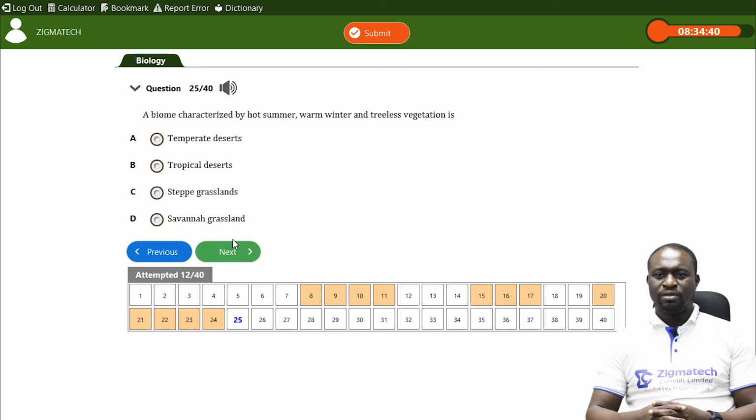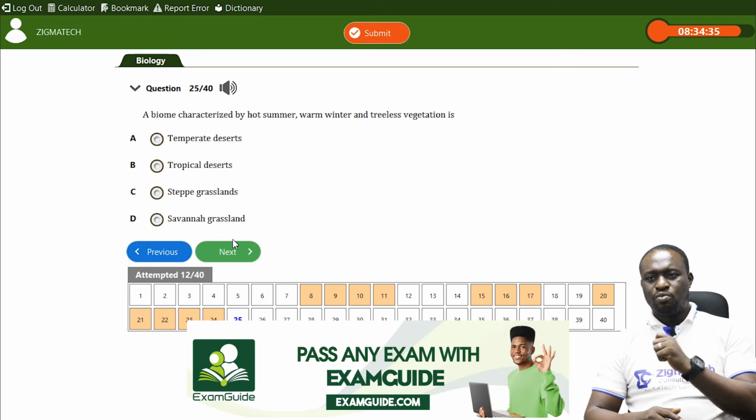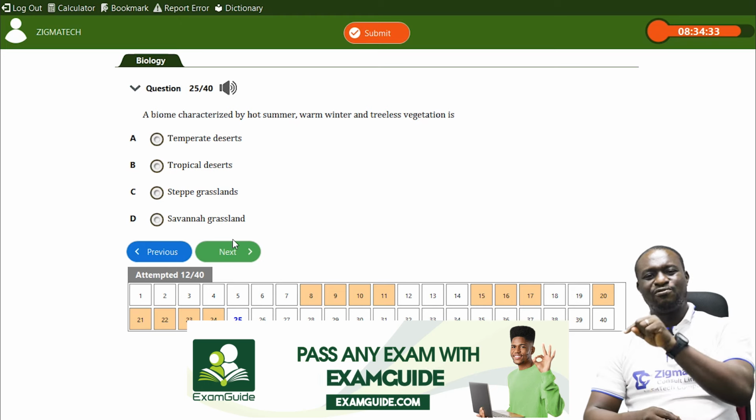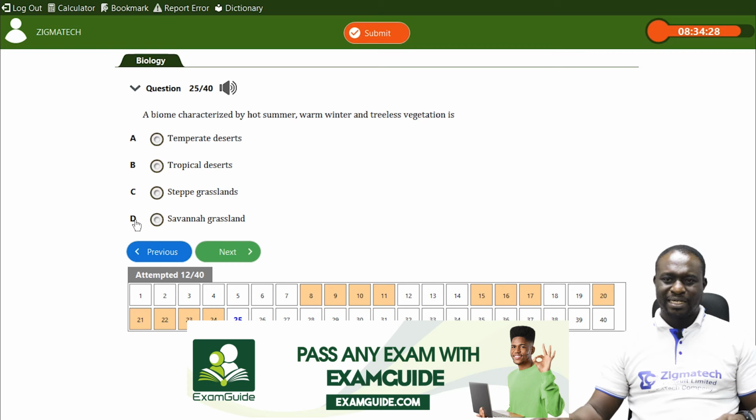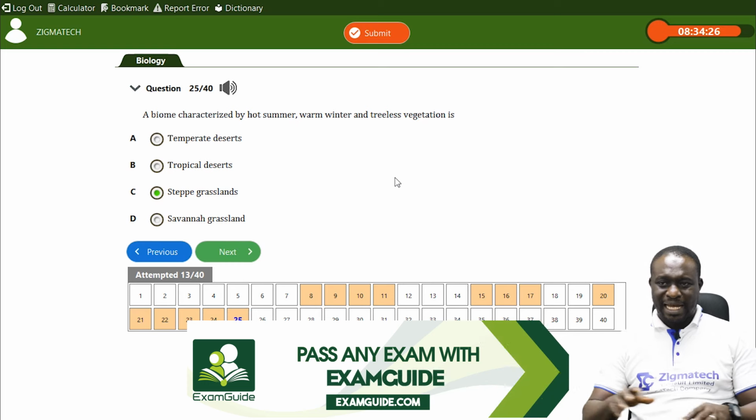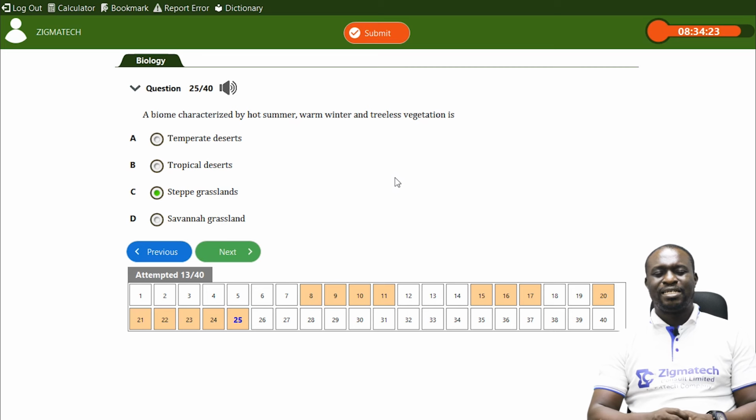Question 25. A biome characterized by hot summer, warm winter, and treeless vegetation is a steppe grassland. That is the correct answer. It is a steppe grassland. In a steppe grassland, the summer is usually very hot. The winter is supposed to be cold, but in this steppe grassland, the winter is also warm. And you see no trees at all.